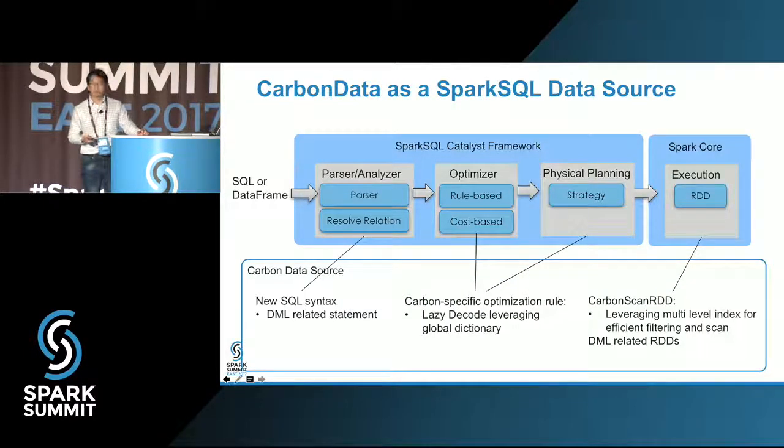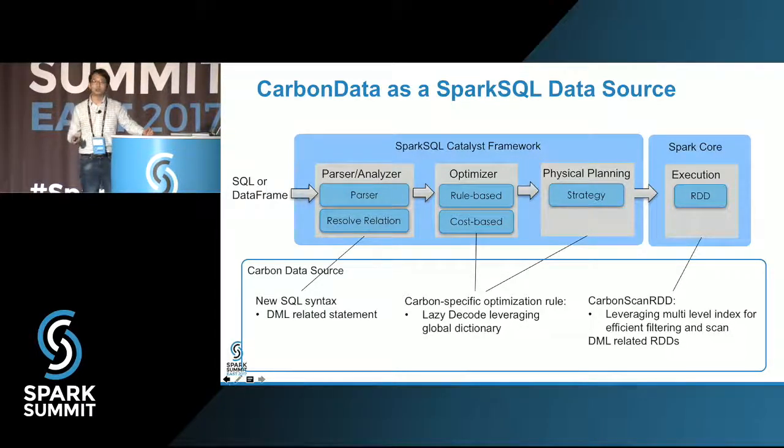This is how we do it. We leverage the Catalyst framework to plug in CarbonData as a data source. Basically, there are three parts of the plugin code. The first part is the syntax, because we support more syntax than native Spark. So we have a new parser which can interpret the update and delete statements.